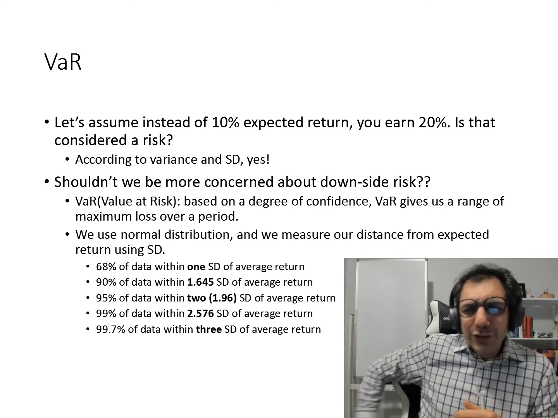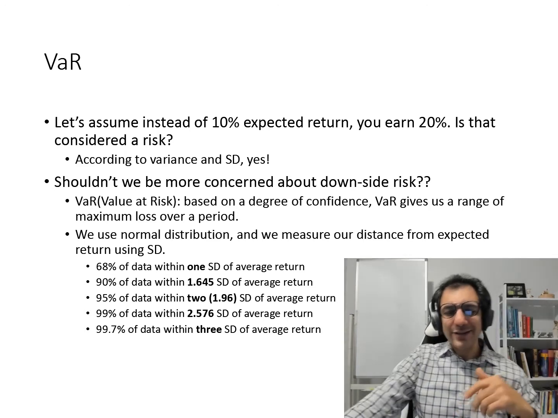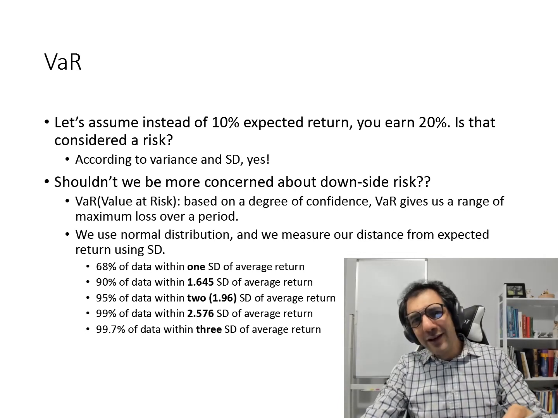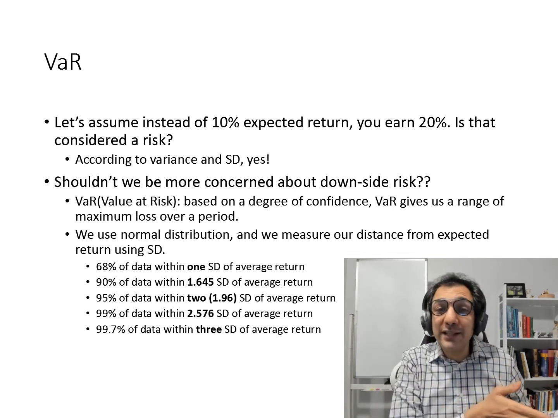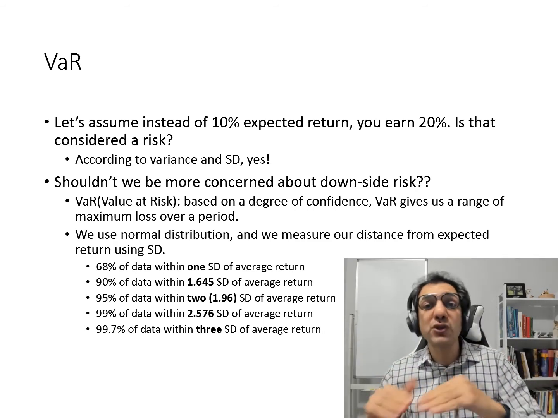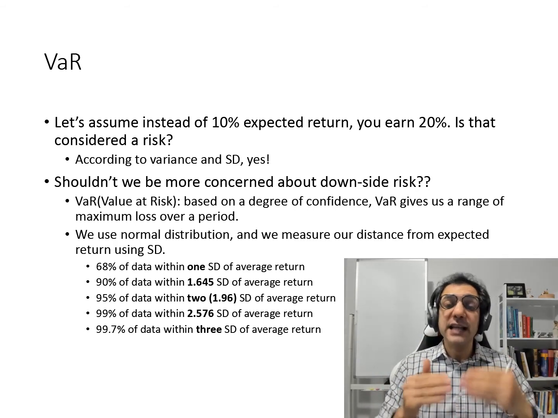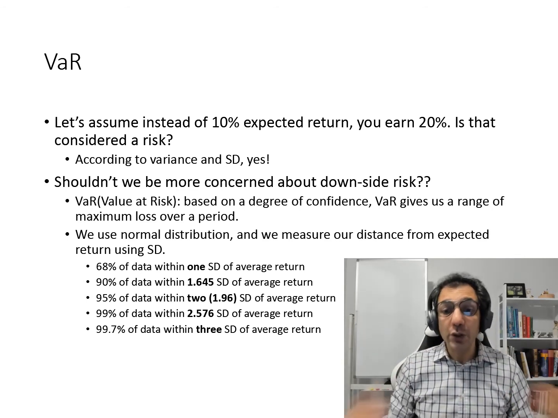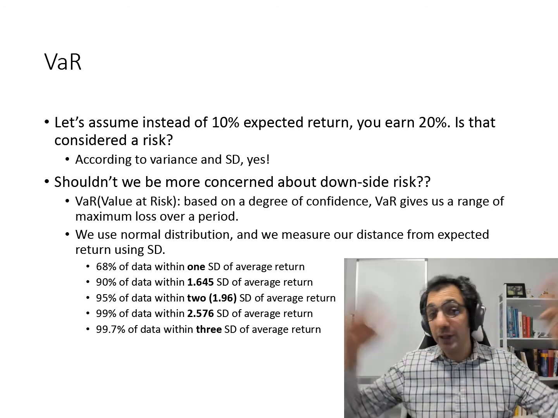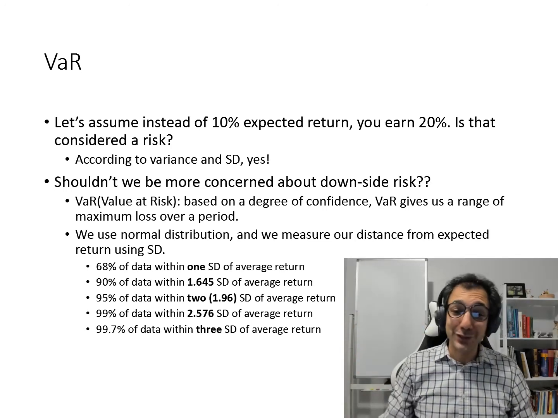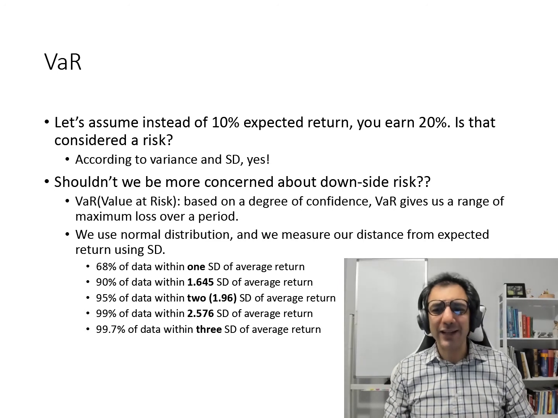Now, let me ask you this question, and let's be honest on this. Will you consider that as a risk? You earn more than what you expected. Most investors are more concerned about the downside risk. It means they're concerned that they will earn less than 10%. So if they earn more than 10%, for sure they become happy, they will be excited. But if they earn less than 10%, which is their expected return, they become sad and upset.